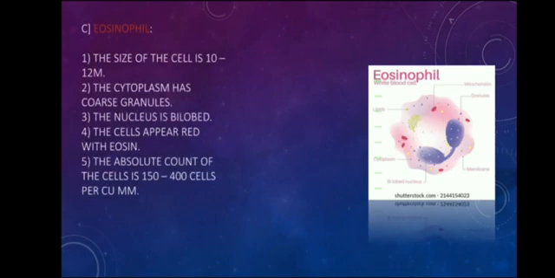Next one is eosinophil. Eosinophils are 10 to 12 micrometer in size. The cytoplasm has coarse granules. The nucleus is bilobed and the cells appear red with eosin. The absolute count of the cell is 150 to 400 cells per cubic millimeter.